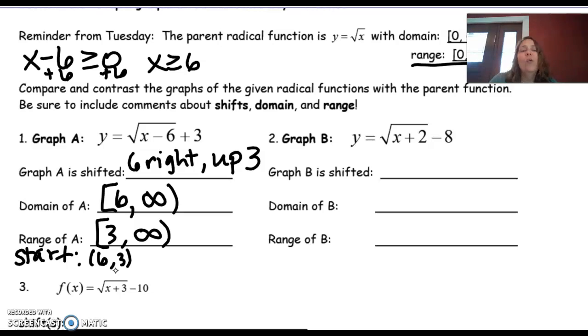All right, based on that, go ahead and take a moment and see if you can figure out the shifts for graph B and the domain and the range, and then I'll be back in just a moment.